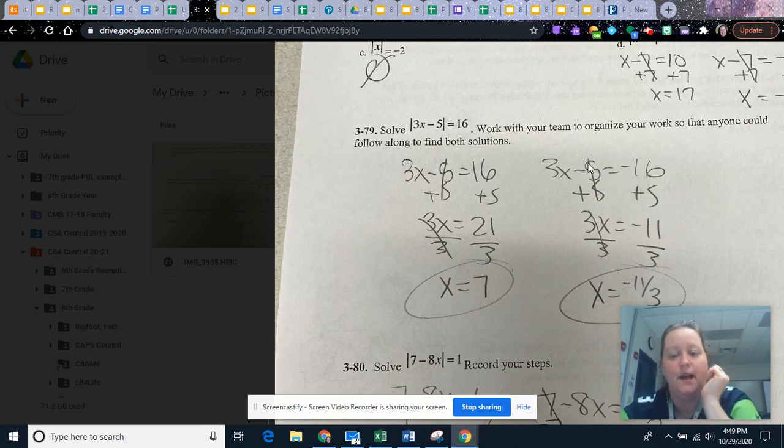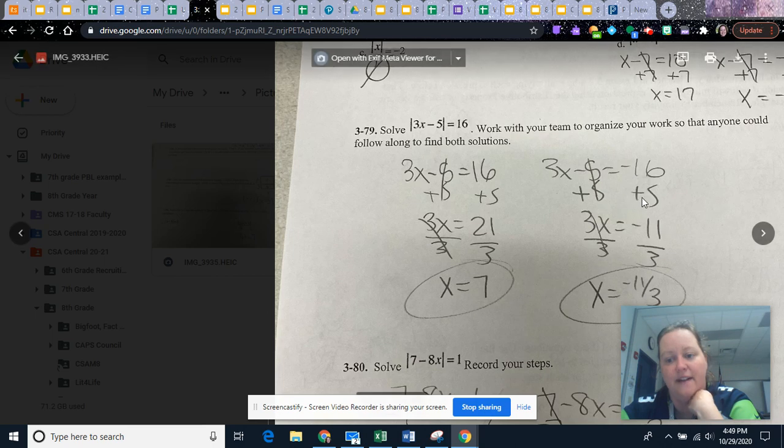Same thing over here. If this is a negative 5, you can add 5 to both sides. When you do that, you get negative 16 plus 5, which gives you a negative 11. And then the opposite of times is divide, so divide both sides by 3, and you'll get negative 11 over 3.